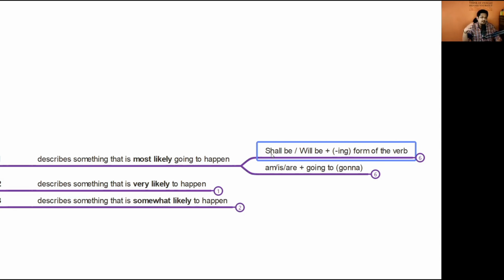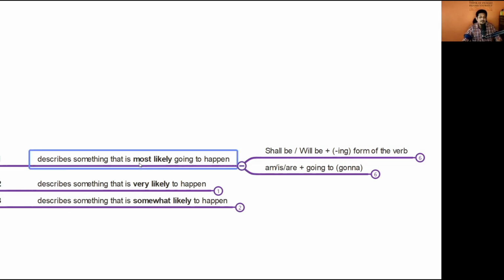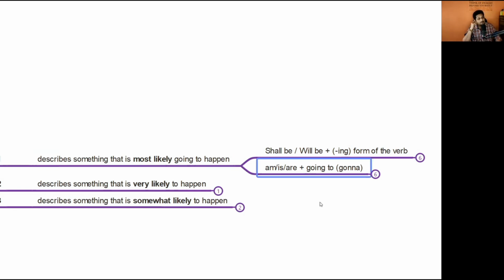Shall is pretty formal and British, which is going away very soon from the digital world. So it's all about will. All right. If I want to express something where the work is most likely going to happen, the certainty is really high, then I will use shall be and will be with the ing form of the verb. Or I can also have another way that I can use this.